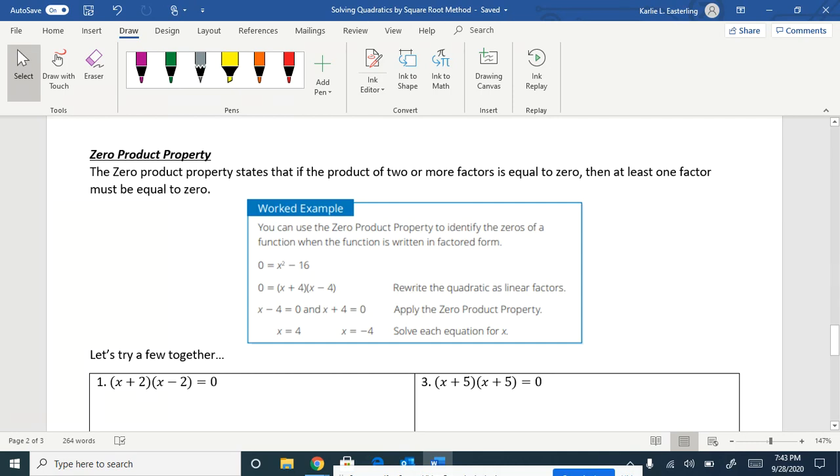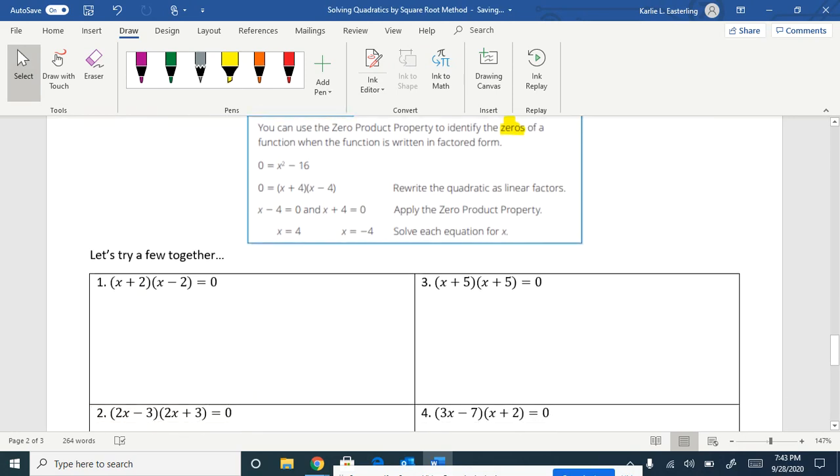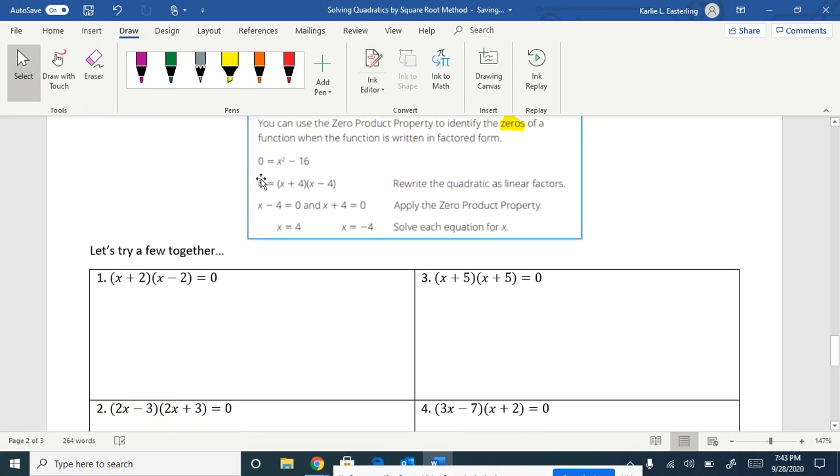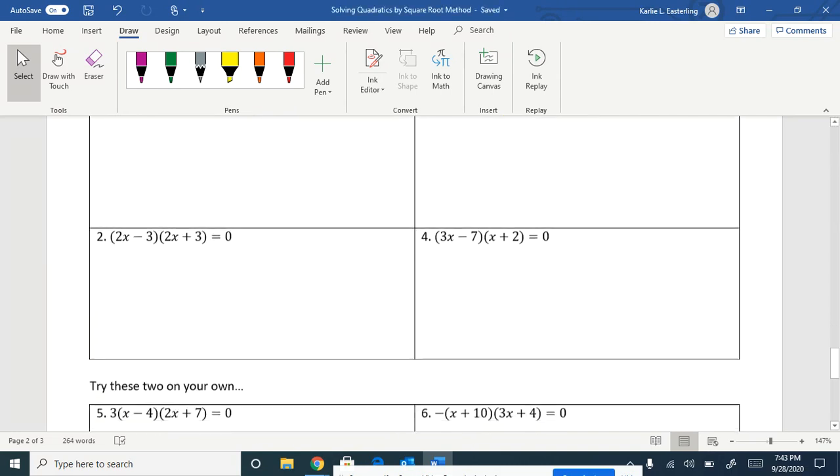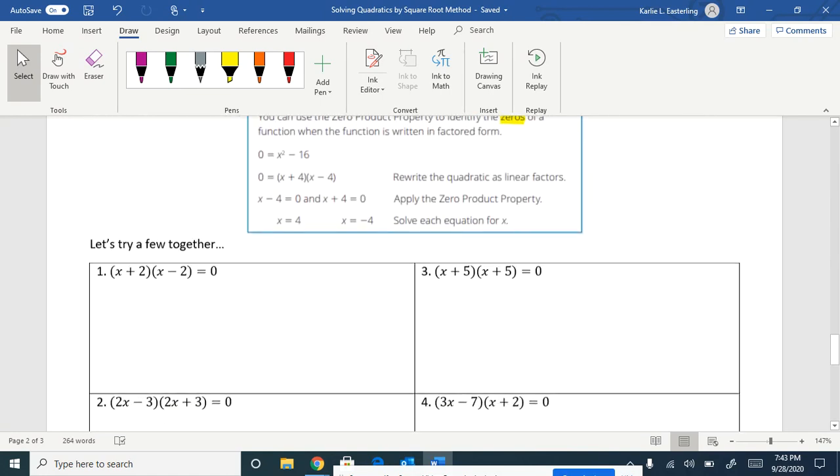So here's a worked example right here. You can use the zero product property to identify zeros of a function when the function is written in factored form. And remember, zeros are x-intercepts and solutions and roots, a little bit of everything. So you'll have to have it equal to 0. The problems down at the bottom where you try it are already equal to 0. So it would be 0 equals x squared minus 16, which none of these down here have. These are already in factored form for you.